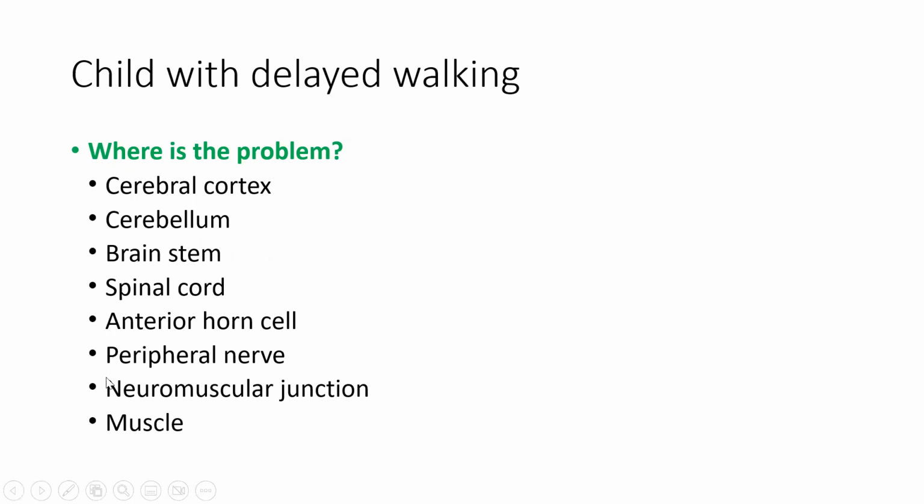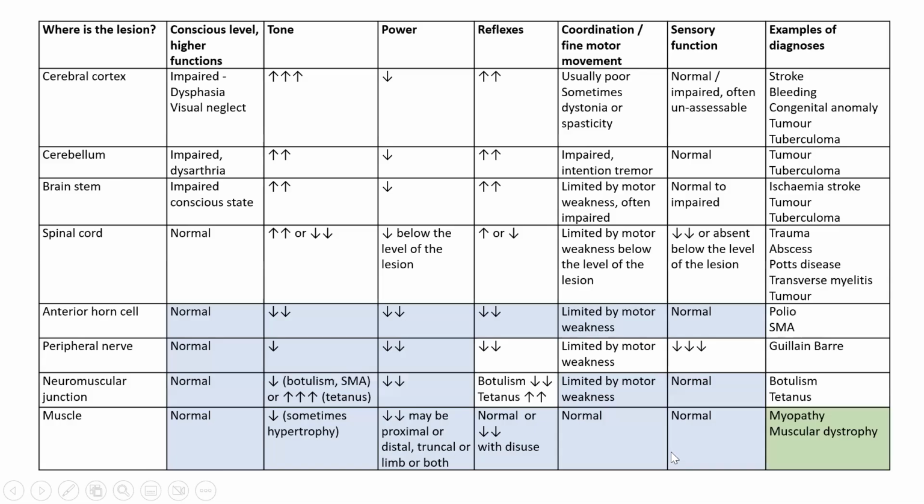And again, by using the clinical features, the tone, power, reflexes, coordination, sensation of the neurological examination, you can work out in this child that it's likely to be a muscle problem. And again, using a chart like this, it's not going to be a cerebral cortex problem. It's not going to be a cerebellar problem. It's really going to be down here somewhere because he's got normal higher functions. He's got reduced tone, reduced power, reduced sensation. And so it's likely to be one of these problems, but again, most likely to be a muscle problem because he's got muscular hypertrophy.